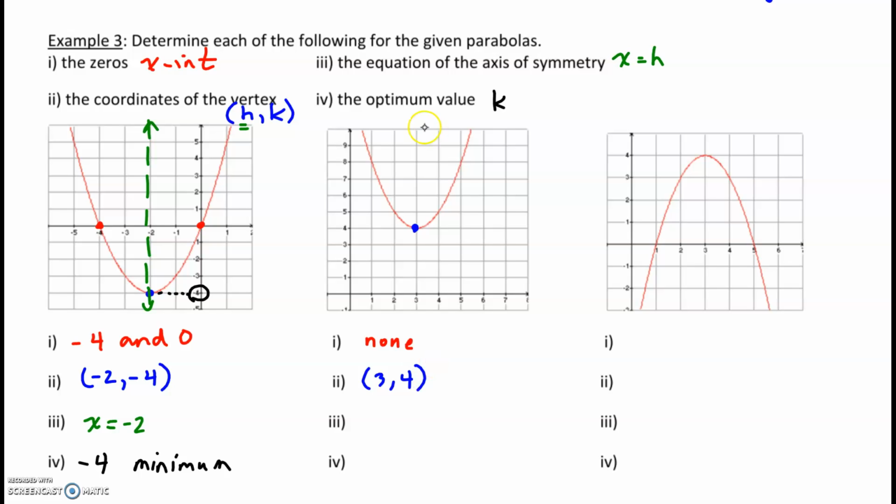For my equation of the axis of symmetry, we know it goes through the x value of the vertex, and so that means it goes through 3, and I write it like the equation of a vertical line, x equals 3. And my optimum value is going to be the y value of the vertex, which is 4. So there's my optimum value, and in this case, since my parabola is opening up, this is a minimum.